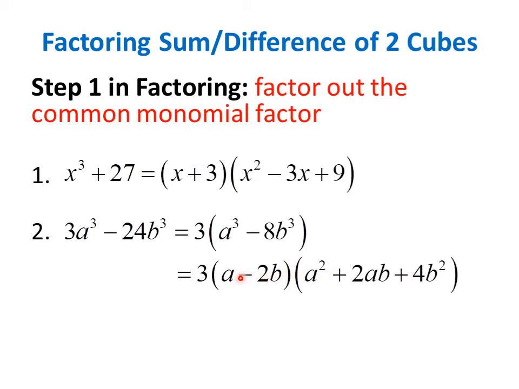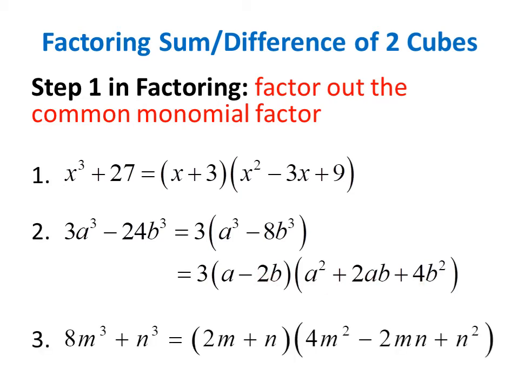Okay, you have here minus, so the second term in the trinomial factor is plus. Second term is the product of these two terms. So a times 2b is 2ab plus this. Remember, the third term is always positive, because that is simply the square of the second term in the binomial factor. That's the square of 2b. So square of 2 is 2 times 2, 4. Square of b is b squared.